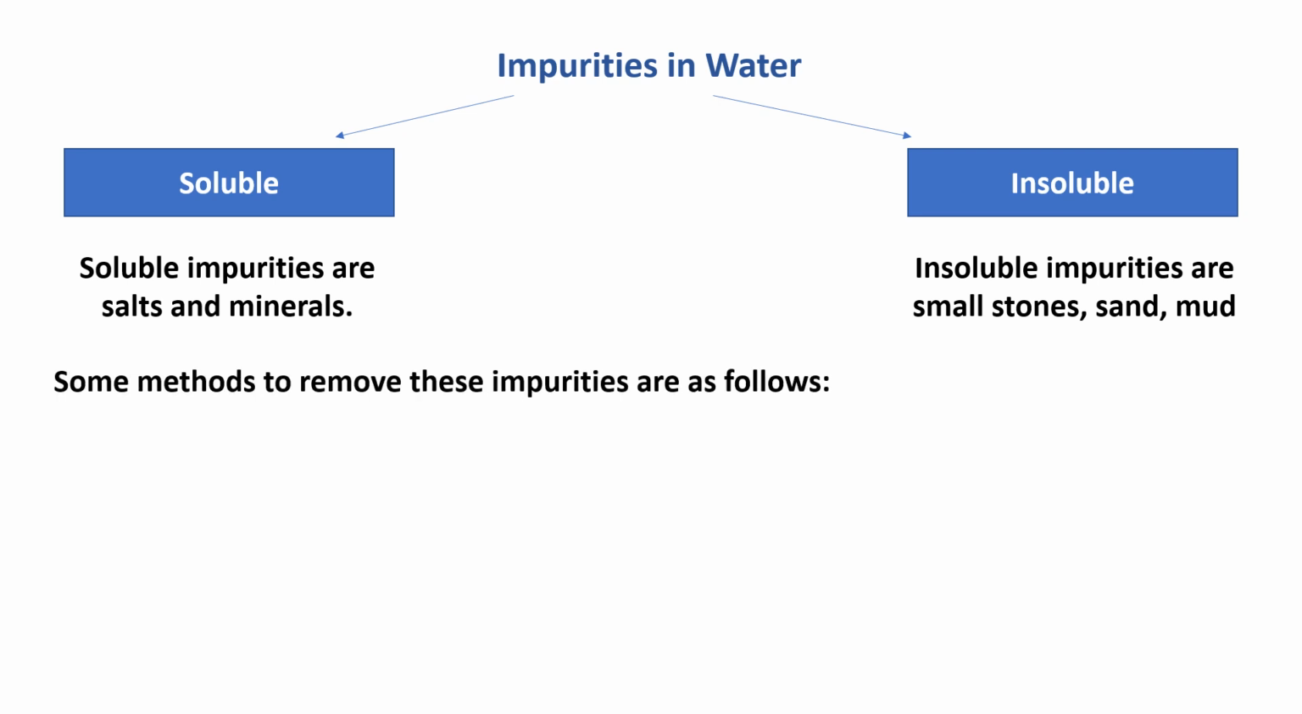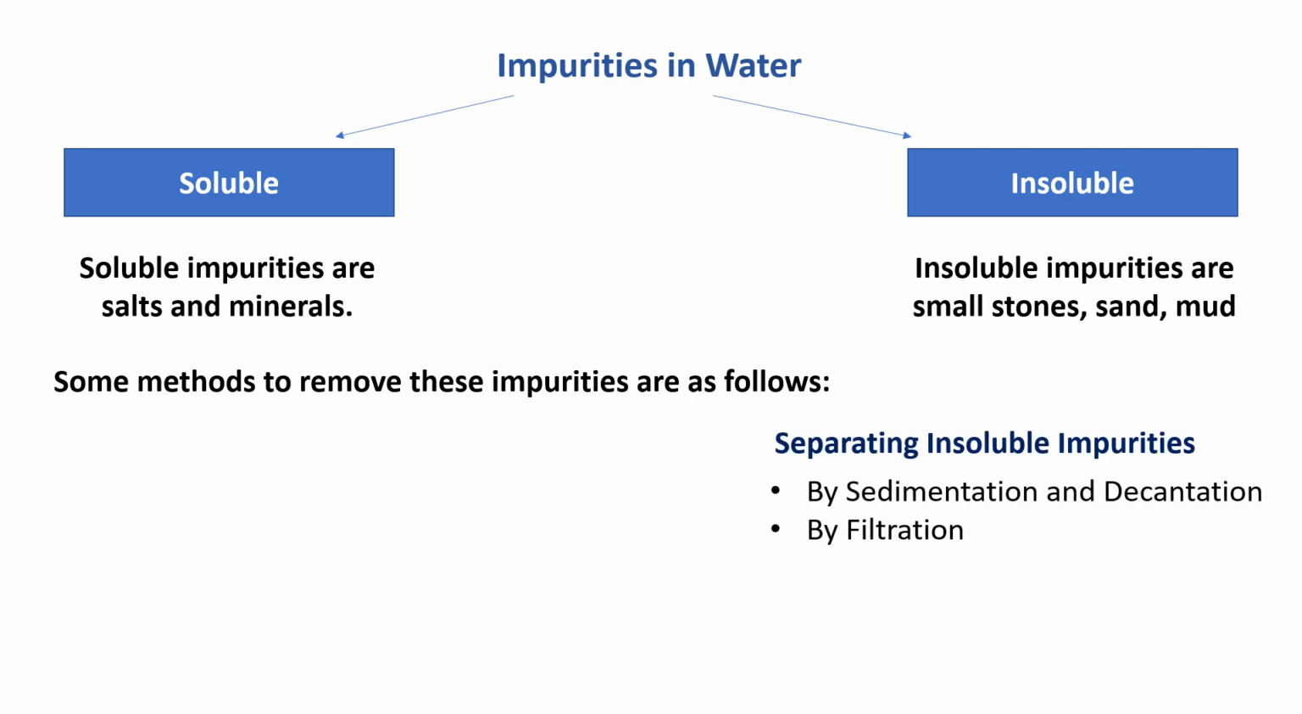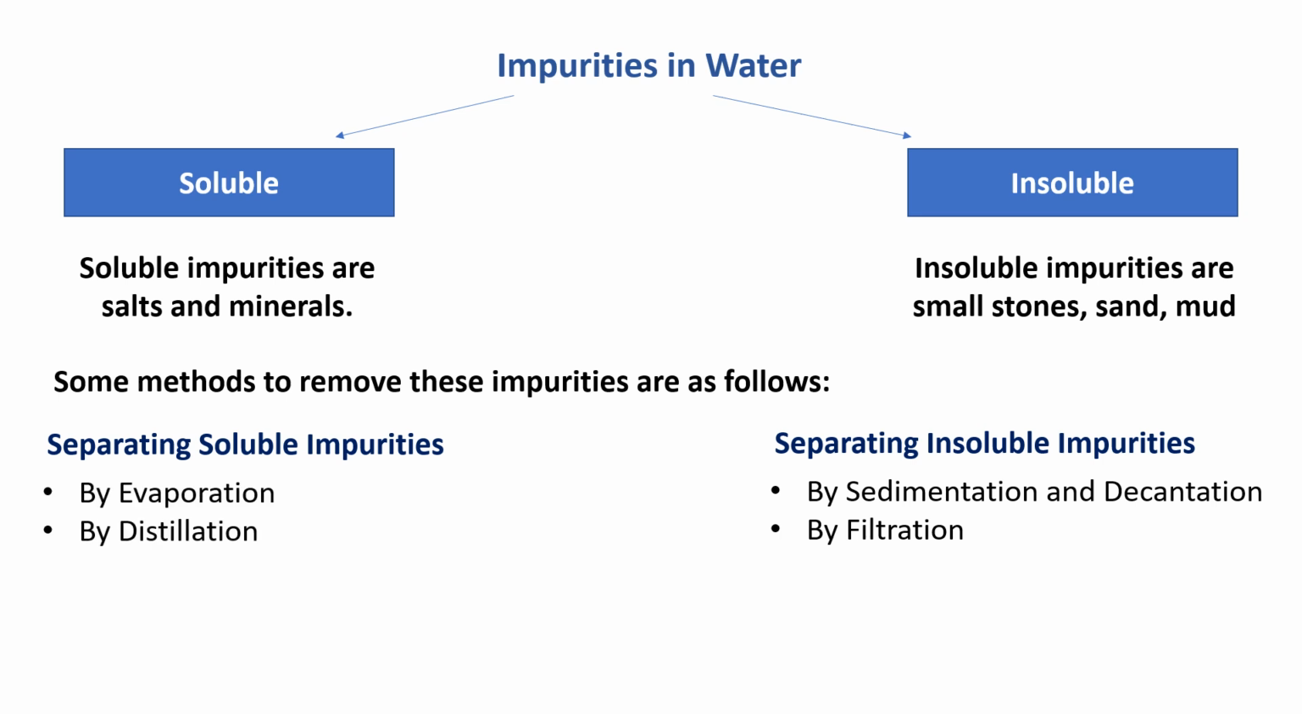So, there are some methods we have to follow to remove these impurities to make the water potable. So, what are the methods? For separating the insoluble impurities, we should follow sedimentation and decantation. Or another method we can follow is filtration. For separating soluble impurities, we can follow the evaporation method and the distillation method.